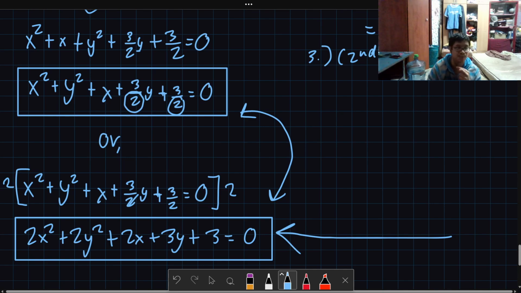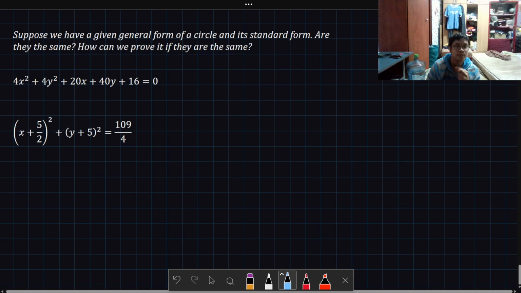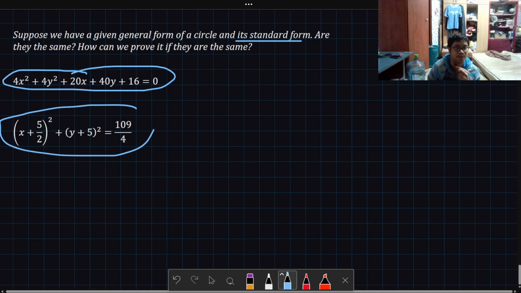Now let's proceed to the last problem. In here, I do believe there is some analysis or critical thinking. But let's take a look. Suppose we have a given general form of a circle and its standard form. Are they the same? How can we prove it if they are the same? So we have the general form, and according here, it has its standard form, which is this one. Now, are they really the same?